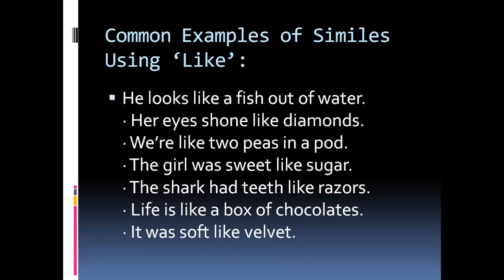Have a look at this picture, the common examples of similes using like. He looks like a fish out of water. Her eyes shone like diamonds. We are like two peas in a pod. The girl was sweet like sugar. The shark had teeth like razors. Life is like a box of chocolates. It was soft like velvet. So these are the common examples we are using in our daily life.